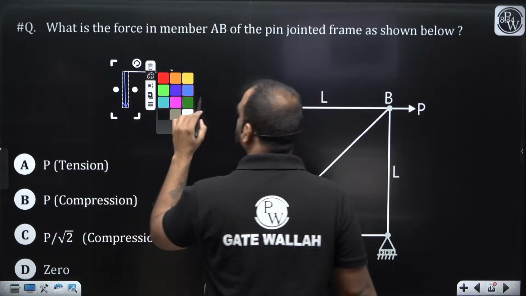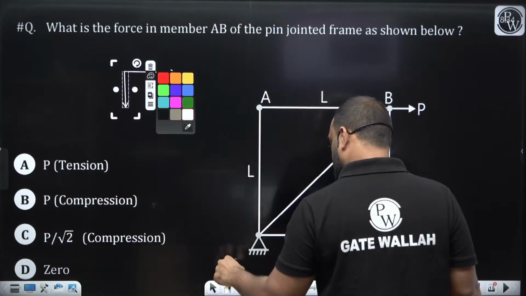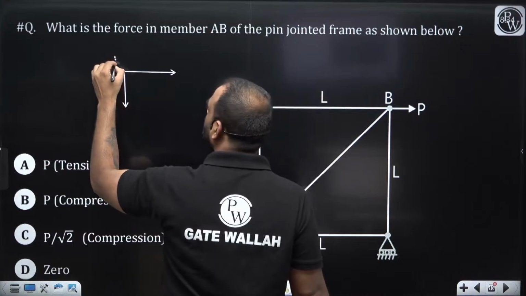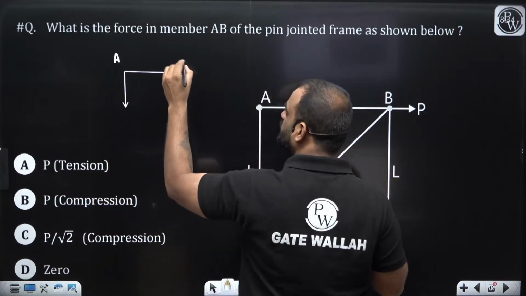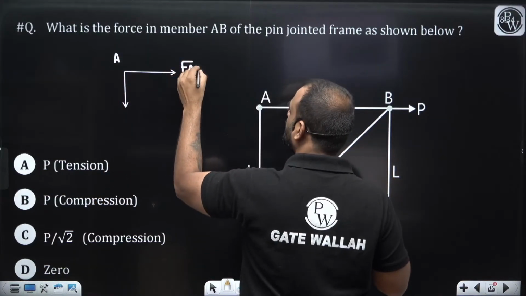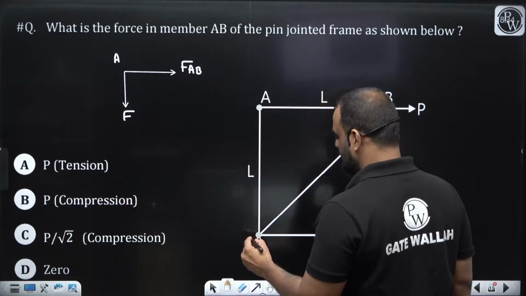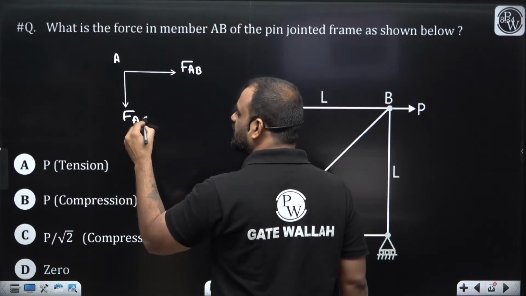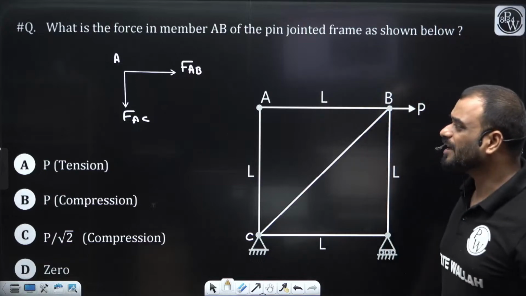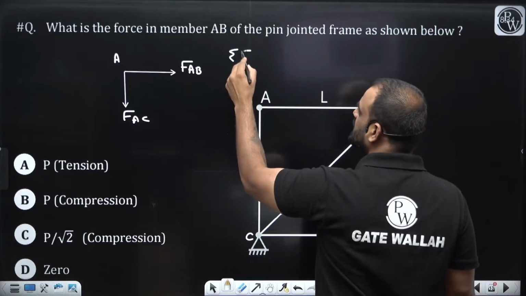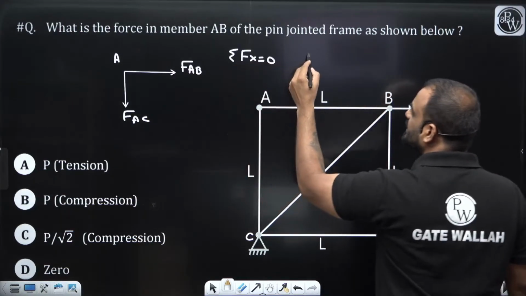So these are basically two forces which are present at this particular joint A. Let us write down this force as FAB, and there is FAC. This is the FAC force. Okay. Now if I write down summation Fx is equal to 0, what will I get exactly?